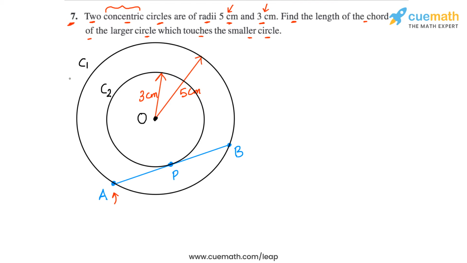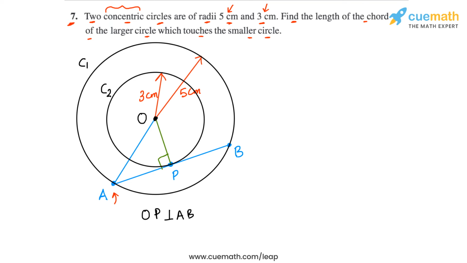To do that, we make use of the fact that if we join O to P, then OP must be perpendicular to AB. And why is that? Simply because AB is a tangent for the inner circle C2, and the radius through the point of contact P, which is OP, must be perpendicular to the tangent. And now the logic we are going to use is very simple. We are going to join O and A.